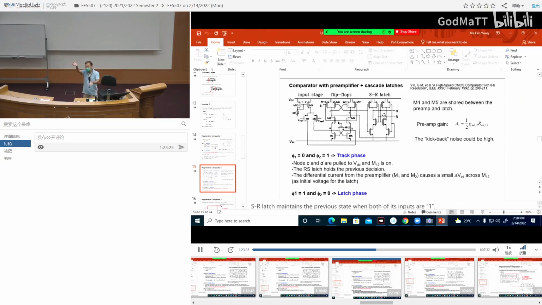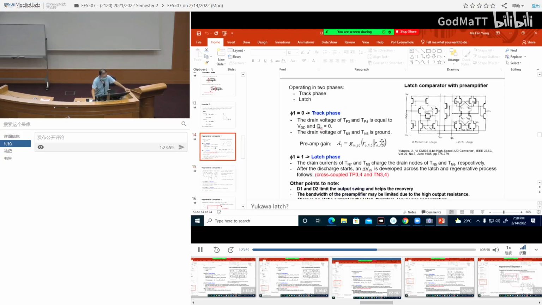S and R inputs, 0, 1, the output will be a certain state, right? 1, 0, the output will be a certain state. There will be an illegal state and there will be a holding state, right? Okay? So this SR latch is that when C and D are both high, what happens is in the holding state. That means this latch will hold the result from the previous comparison result. Okay?